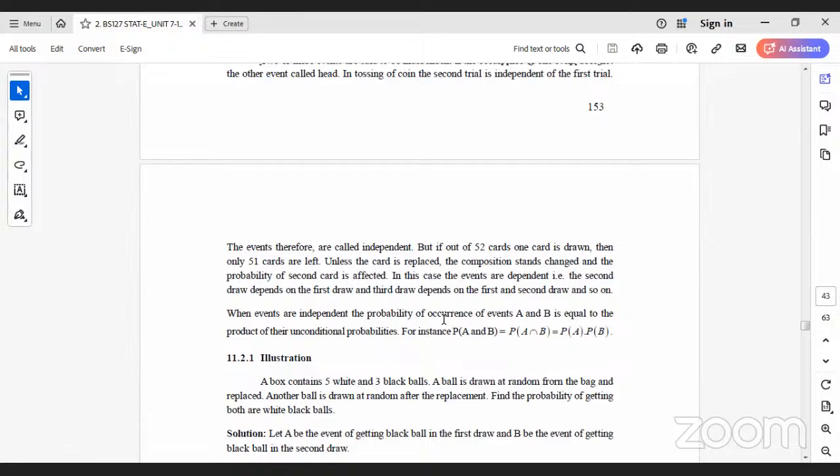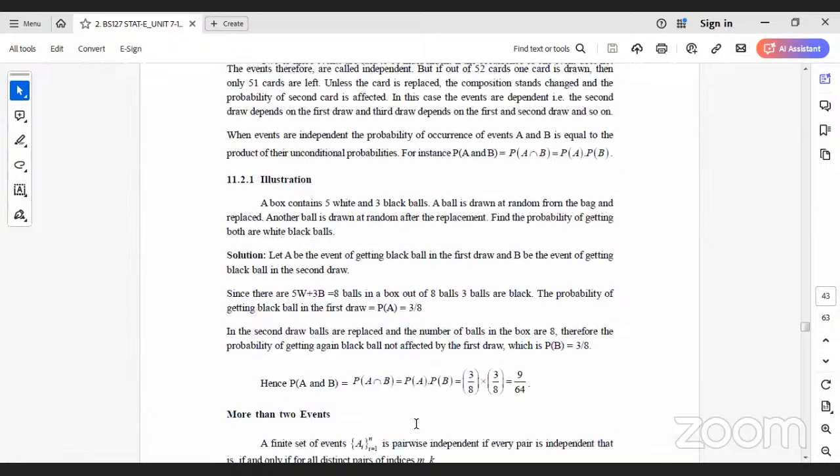One illustration we are taking here. A box contains 5 white and 3 black balls. A ball is drawn at random from the bag and replaced. Another ball is drawn at random after the replacement. Find the probability of getting both black balls.